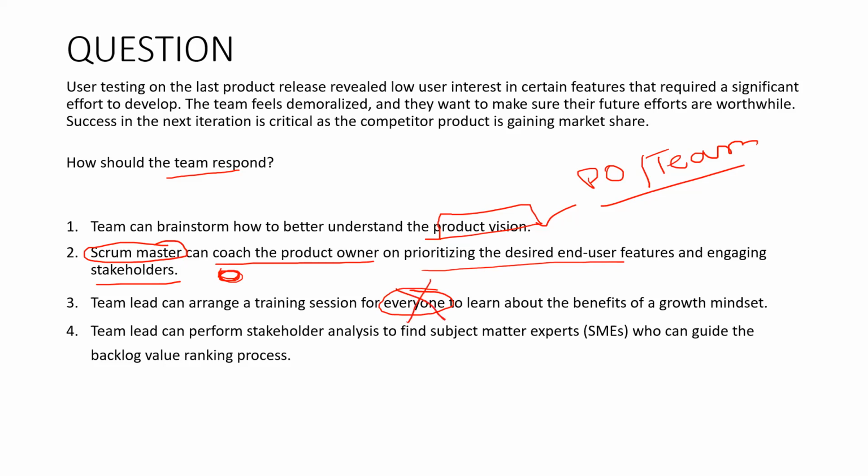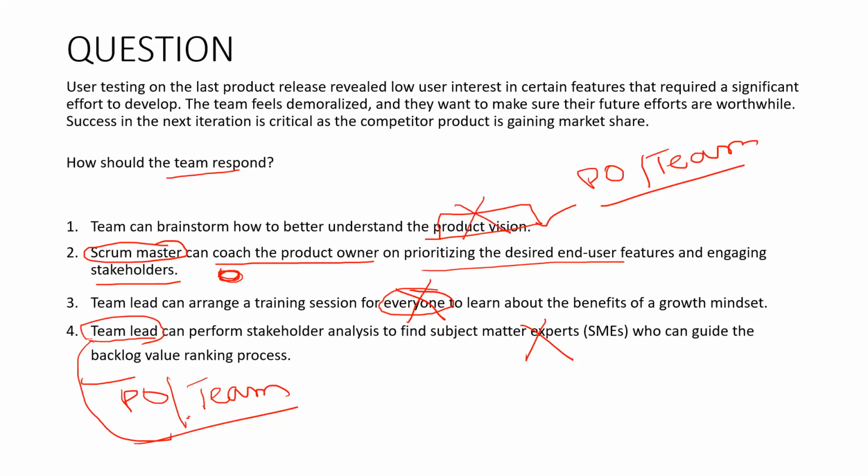Leave it. The team lead can perform stakeholder analysis to find a subject matter expert who can guide the backlog value ranking process. It is the task of the product owner. Why should the team lead put himself into trouble unless there is a situation? So this is actually the task of the PO or the team, not the team lead. So this cannot be the right answer. And we said this is the task of the product owner, so this cannot be the right answer. So number 2 is the right answer. Do you agree with what I just said?